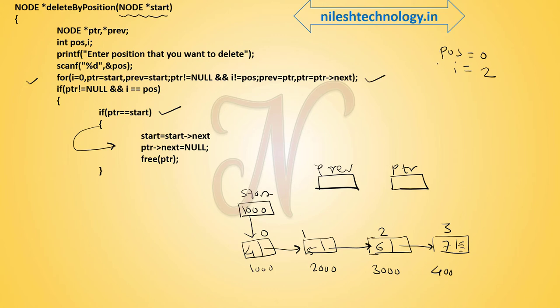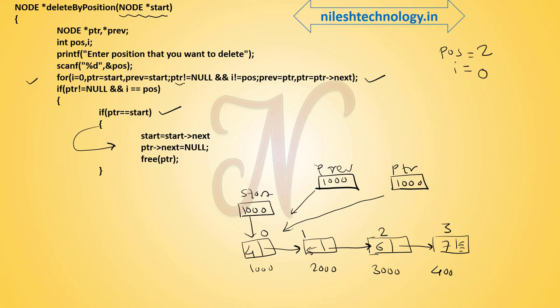See here, i equal to 0. So here position is 2 and i is starting from 0. So ptr equal to start. So ptr is pointing to this start. So prev is pointing to this start. So both have the address 1000.